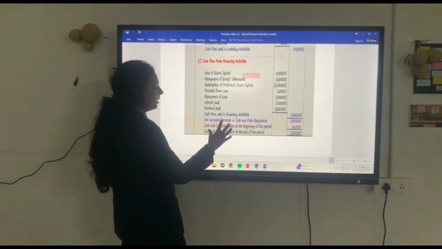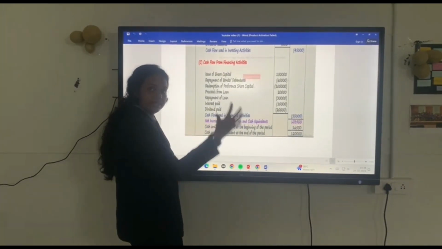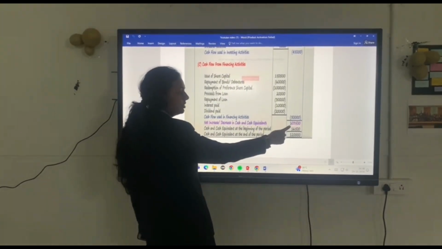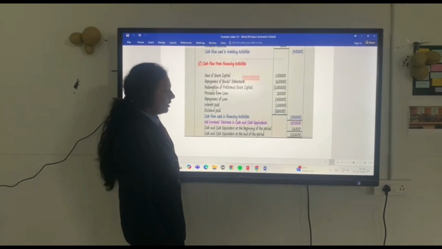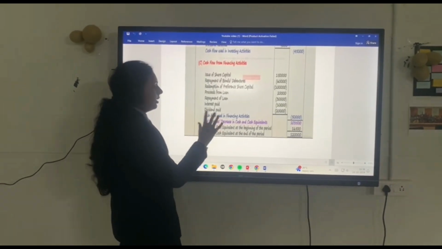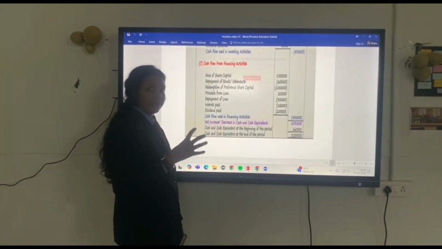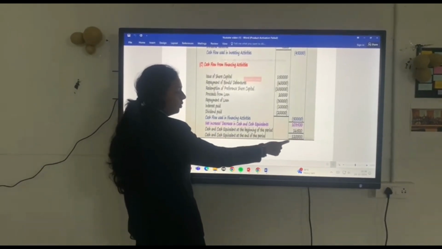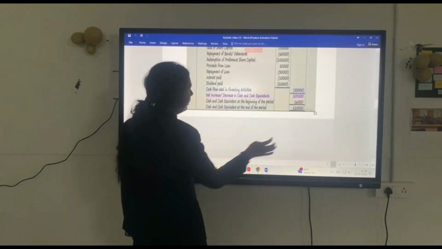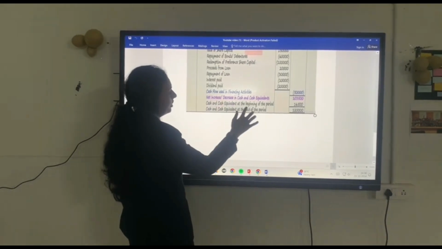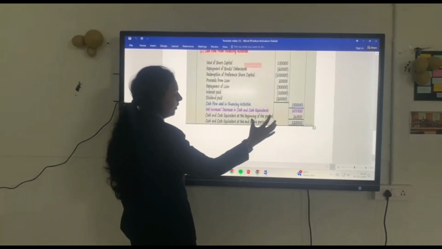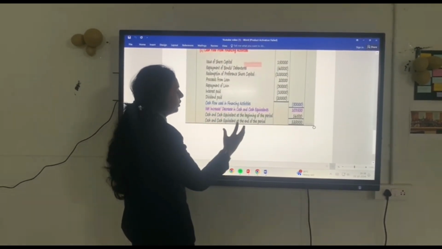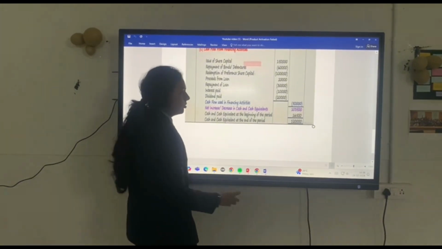So for net increase or decrease, we take the sum of A, B and C, the three categories. We will get a positive figure of 1,03,500, and here we know whether we got the correct answer or not. When we add the opening balance, we should get the closing balance. So here we add the cash and cash equivalents at the beginning of the year, 16,500. So the cash and cash equivalents at the end of the period is 1,20,000.